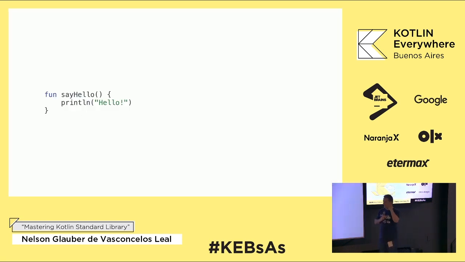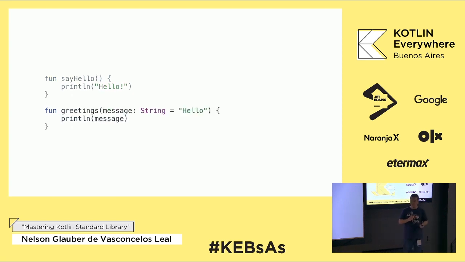Annotations. Let's say that you have this function, sayHello, and now you decide to create a new function called greetings, which does the same work as the sayHello function, but now it receives a parameter, which is optional, the message. I just put this simple function here, but imagine that you are writing an API and you have a big function which does some work, and now you are creating a new one.